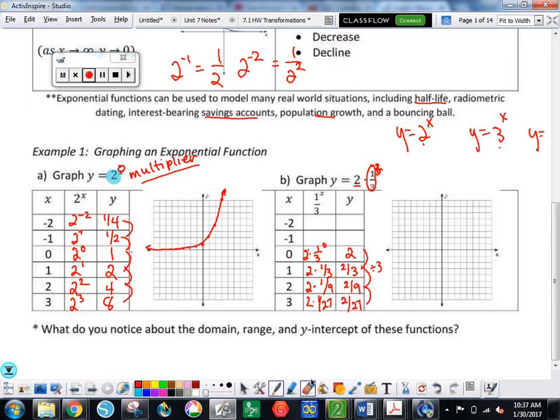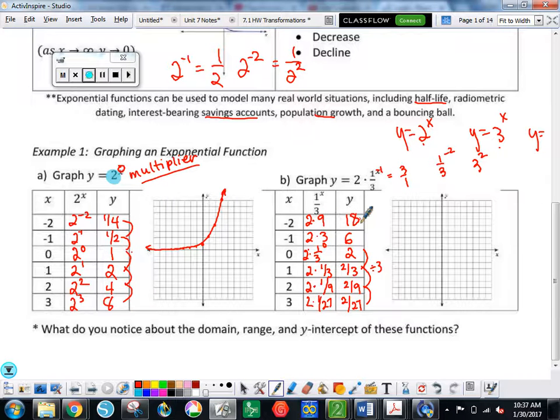So, good, I'm going to do it right here. So if I plug in a negative 1, ignore this for a minute. What does that negative 1 do? It flips it, right? So that means 2 times 3 would be 6. So I divide by 3 going down, I multiply by 3 going up. Let's plug in the negative 2. 1/3 to the negative 2 is the same as saying 3 squared, which is what? So 2 times 3 squared would be 18.